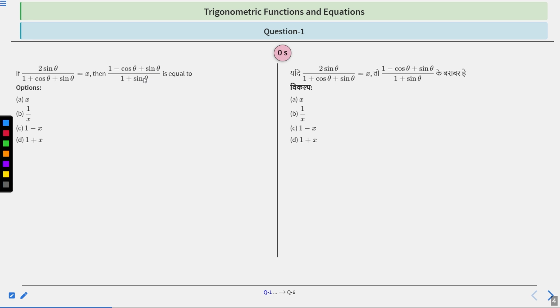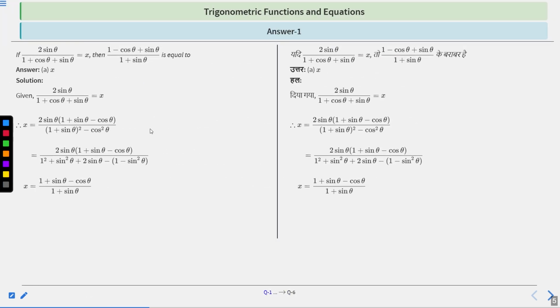Okay, let's move to the solution part. Given 2 sine theta upon 1 plus cos theta plus sine theta is equal to x. Now, you can multiply with 1 plus sine theta minus cos theta in the numerator and the denominator, right? Therefore, x will be equal to 2 sine theta into 1 plus sine theta minus cos theta upon 1 plus sine theta whole square minus cos square theta, right? Because a plus b into a minus b is basically a square minus b square, right?